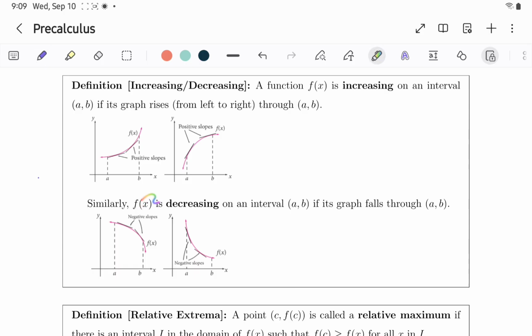And similarly, we say that f of x is decreasing on an interval from a to b if its graph falls throughout the interval from a to b. And again, we have examples of both graphs of increasing functions and decreasing functions. So of course, if we view the graphs of the increasing functions from left to right, well, they are rising.